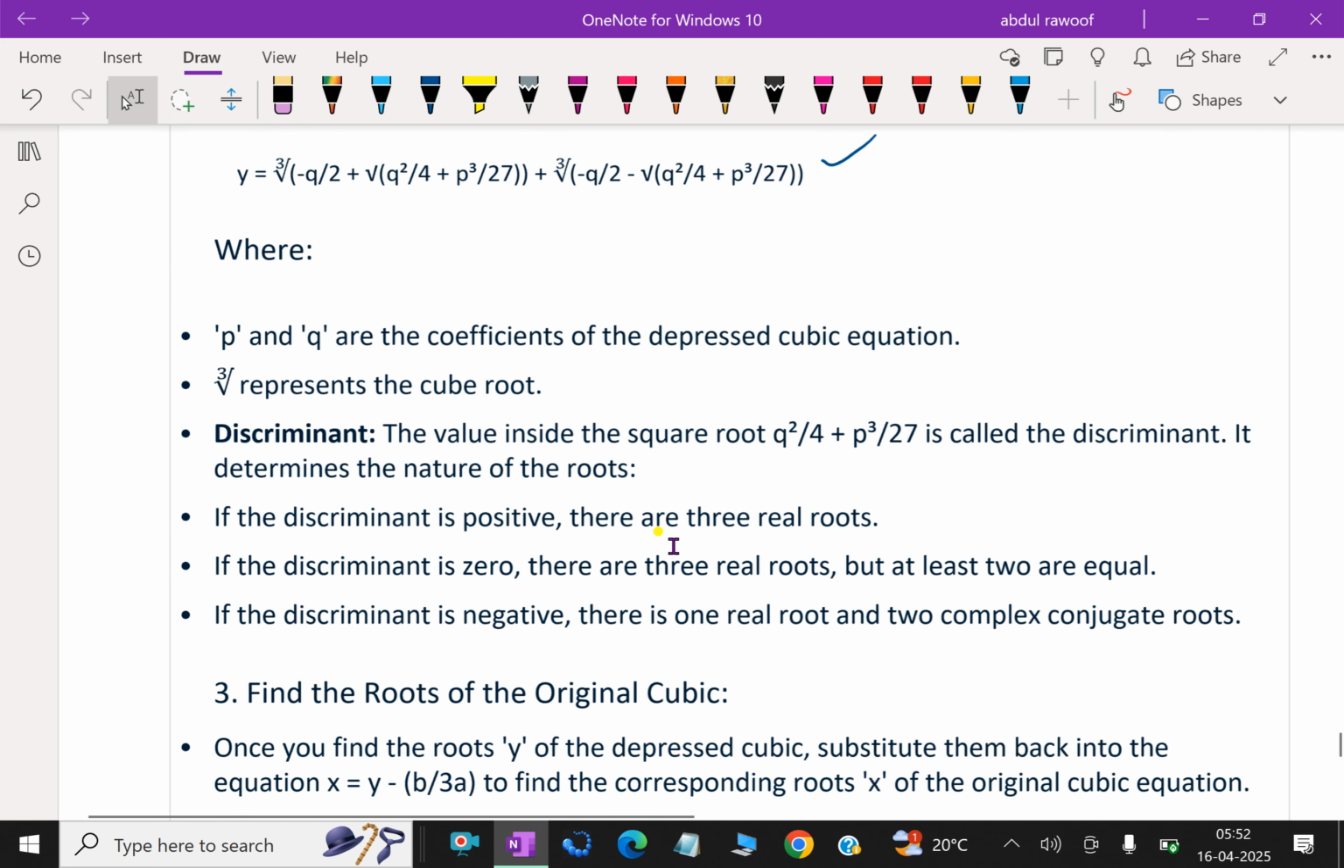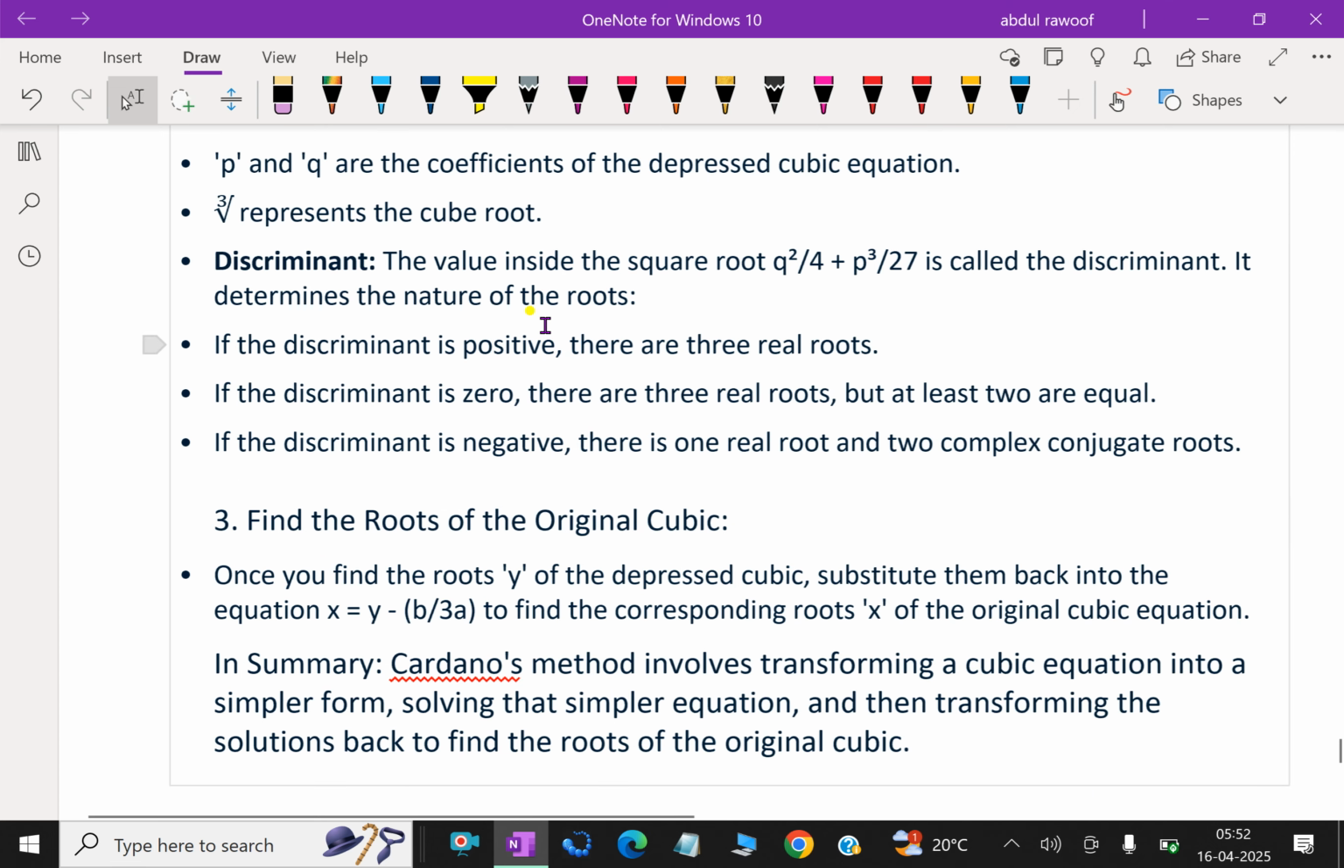What is the discriminant in a cubic equation? The value inside the square root, q squared by 4 plus p cubed by 27 in the formula, is called the discriminant. It determines the nature of the roots. If the discriminant is positive, there is 1 real root and 2 complex conjugate roots. If the discriminant is 0, there are 3 real roots, but at least 2 are equal. If the discriminant is negative, there are 3 distinct real roots.